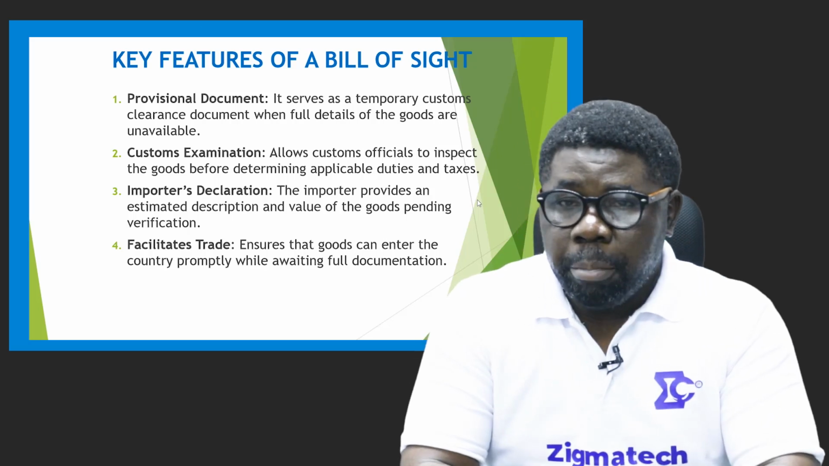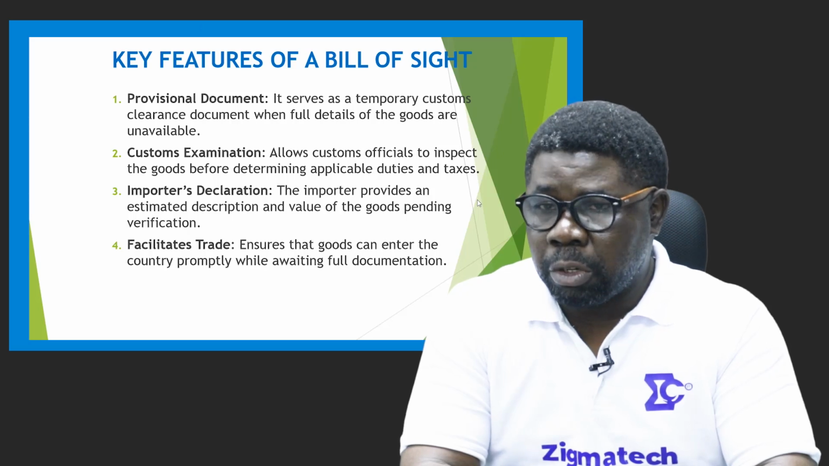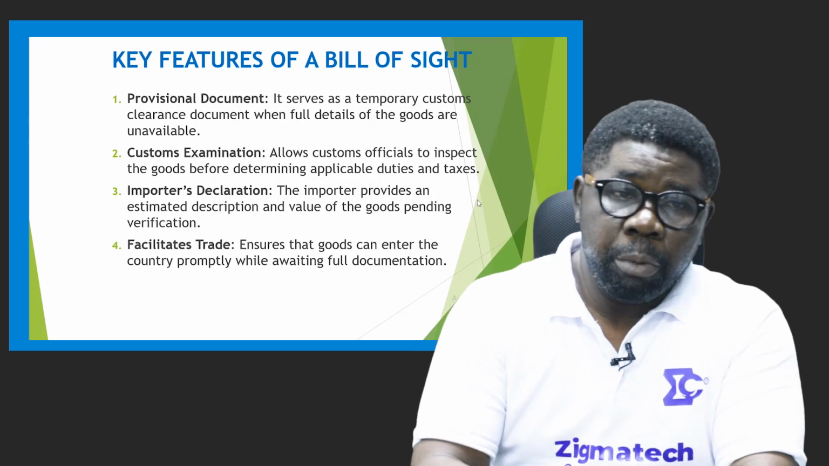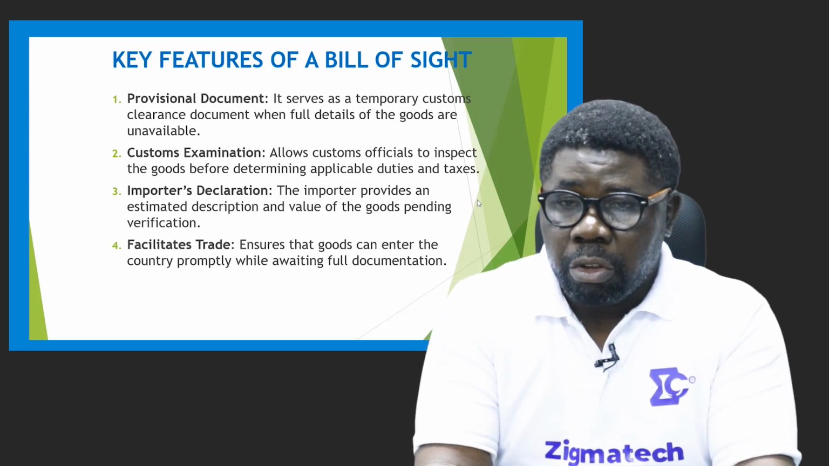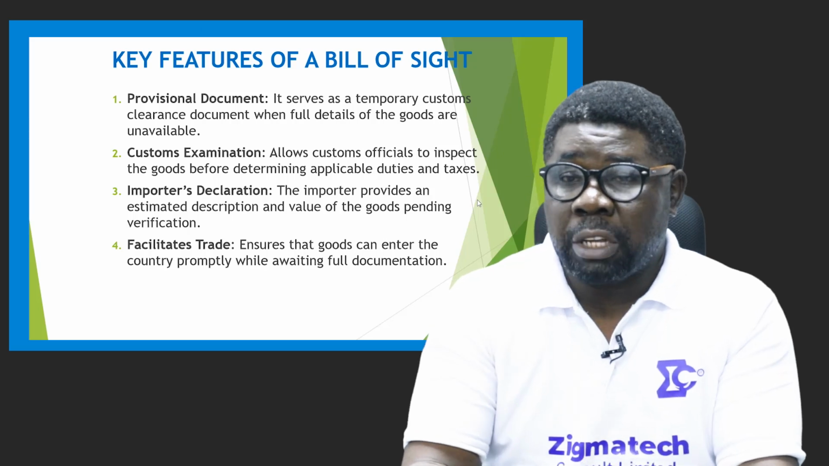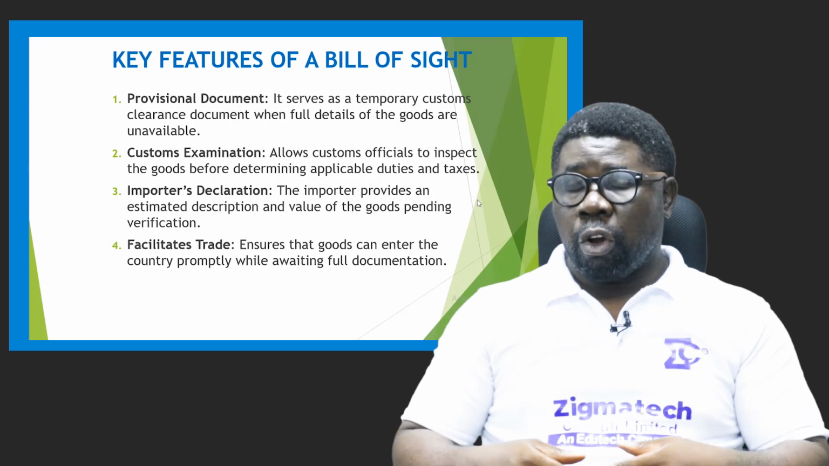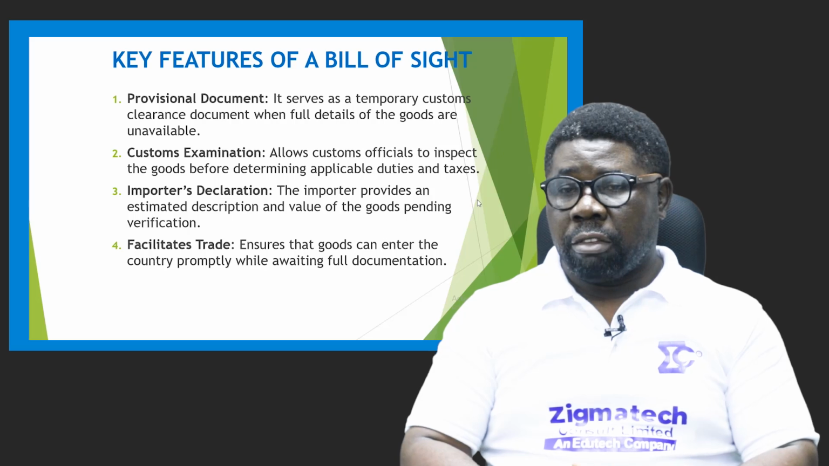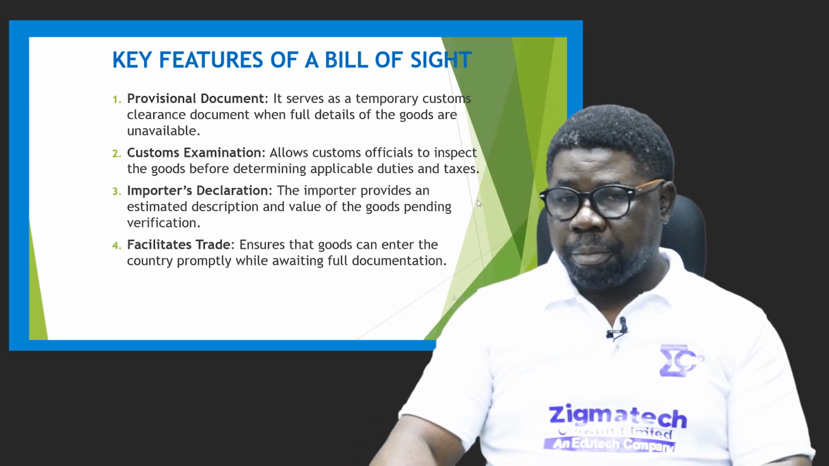So, importer's declaration. It helps the importer to provide an estimated description and value of the goods pending verification. Okay, so the importer can tell that these are the things I'm bringing into the country using the bill of sight. So it helps the importer to declare what goods are his and what goods are not his, so that the customs can actually charge according to what he has said, in the taxes that are applicable in the imports of the goods he has made.